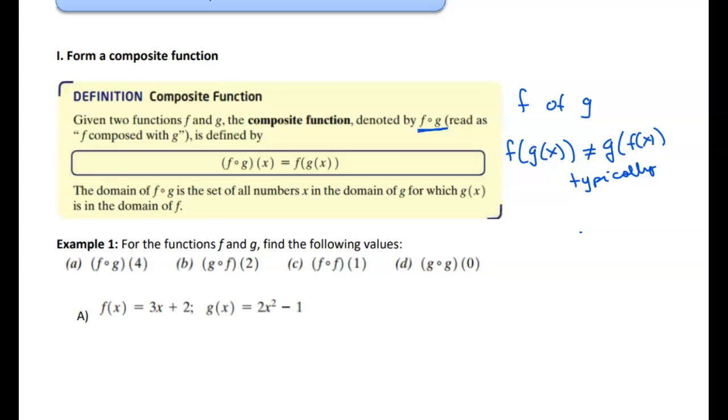The other note is about the domain. The domain of the composition f of g is the set of all numbers x in the domain of g for which g of x is in the domain of f. To find the domain of the composition, you first find the domain of g, making sure you find any excluded values from the function g. Then you find the excluded values for the composition, and you exclude all the values that you found.